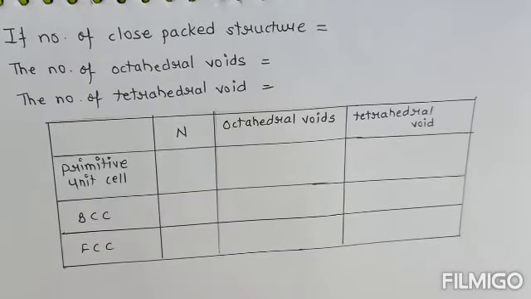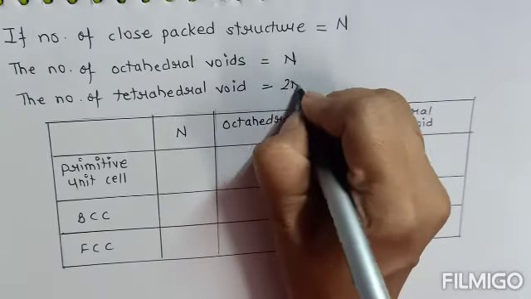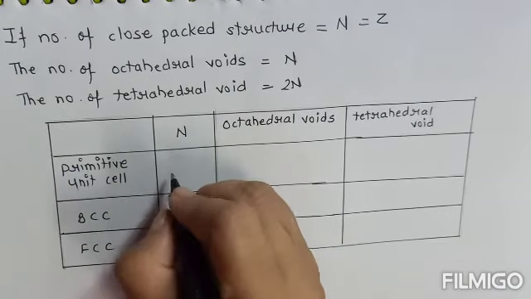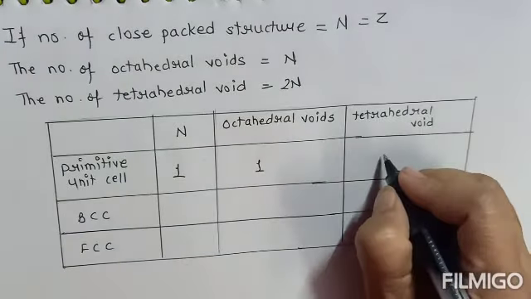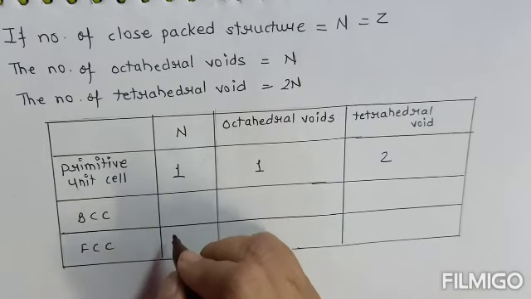If the number of close packed particles is equal to n, then the number of octahedral voids equals n and the number of tetrahedral voids will be equal to 2n. But how can we calculate n? N is nothing but Z, that is the rank of the unit cell or number of atoms per unit cell. So we'll try to find out for these three arrangements. For primitive unit cell, we know that N or Z is 1 and therefore octahedral voids also become 1 and tetrahedral voids become 2. For body centered cubic unit cell, N is 2.